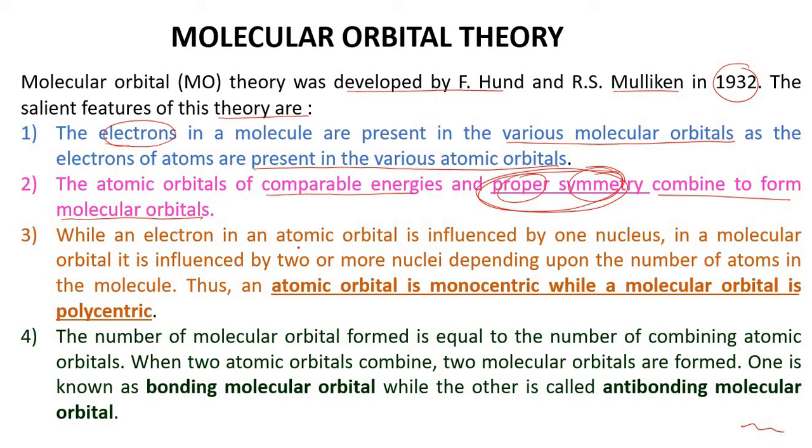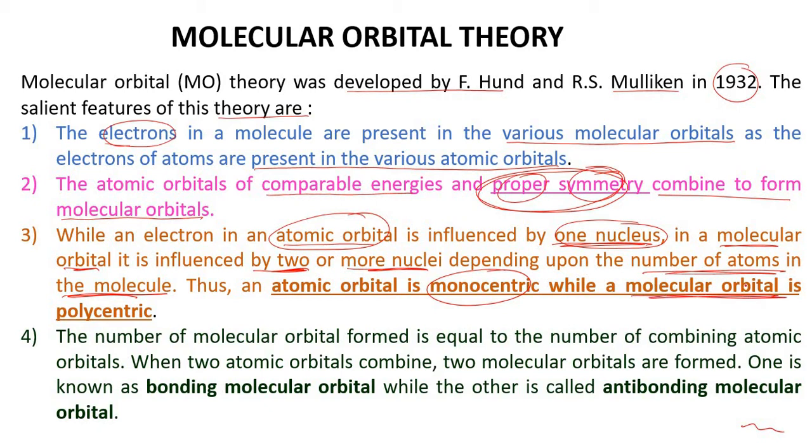Third point, when an electron in an atomic orbital is influenced by one nucleus. We know that in case of atomic orbital, an electron is influenced by only one nucleus, but in case of molecular orbitals, it is influenced by two or more nuclei depending upon the number of atoms in the molecule. Thus we can say that atomic orbital is monocentric. It means it is centered toward only one nucleus, whereas molecular orbitals are polycentric.